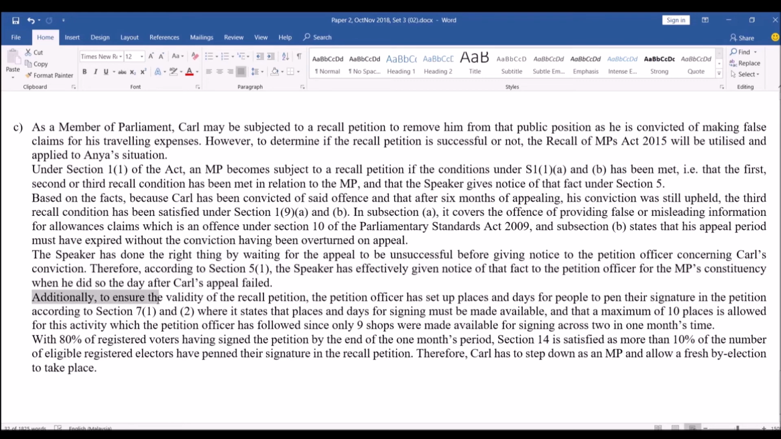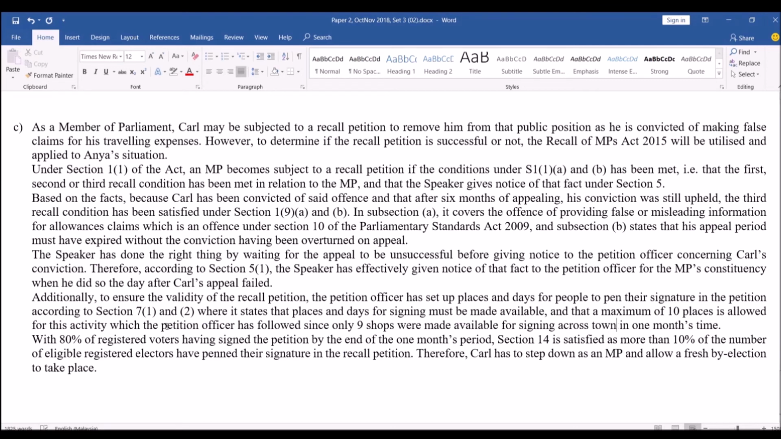Additionally, to ensure the validity of the recall petition, the petition officer has set up places and days for people to pen their signature in the petition according to section 7 sub 1 and 2, where it states that places and days for signing must be made available and that a maximum of 10 places is allowed for this activity, which the petition officer has followed since only 9 shops were made available for signing across a 1 month period. Sorry, there's a typo there.